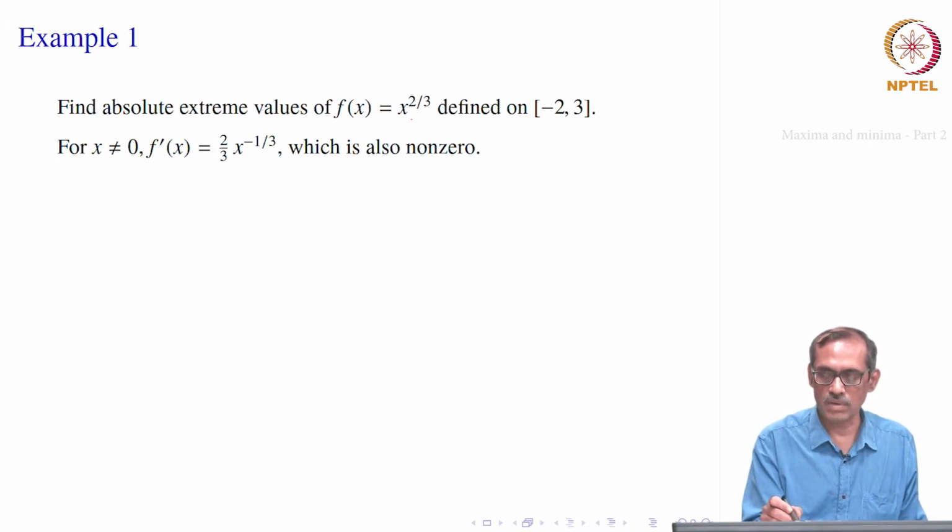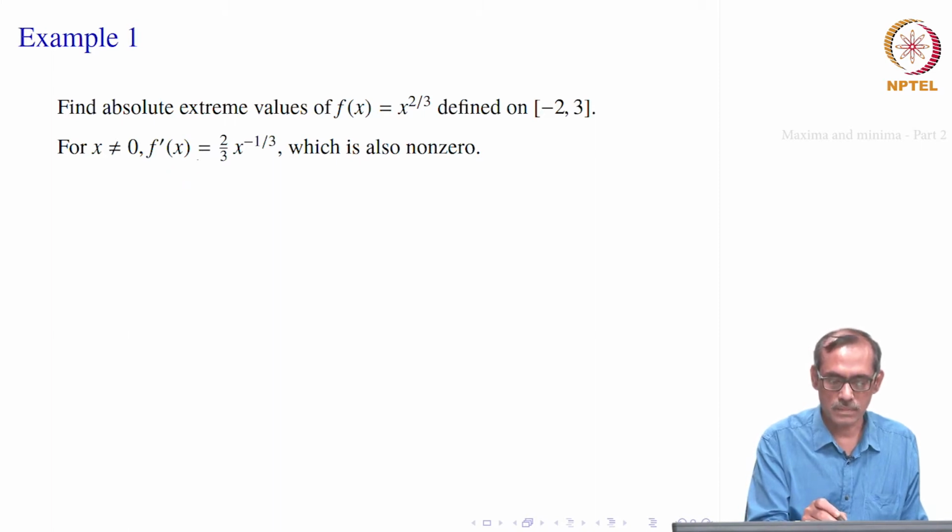So, if x equal to 0, then it can be 0, but what about differentiation? Well, if you take derivative of f x, it is 2 by 3 x to the power minus 1 by 3. So, this is not defined at 0. So, at 0 it is not differentiable, right.